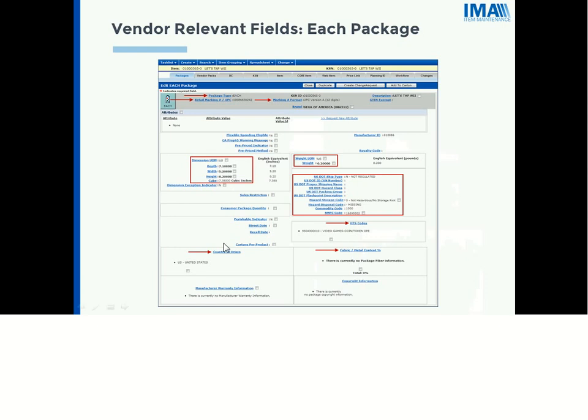And then over on the far left, you will see country of origin. Now, you can enter more than one country on this, because I've had some vendors where part of their product is built in one country and part of it is built in another. You can add as many countries as you need to be accurate.